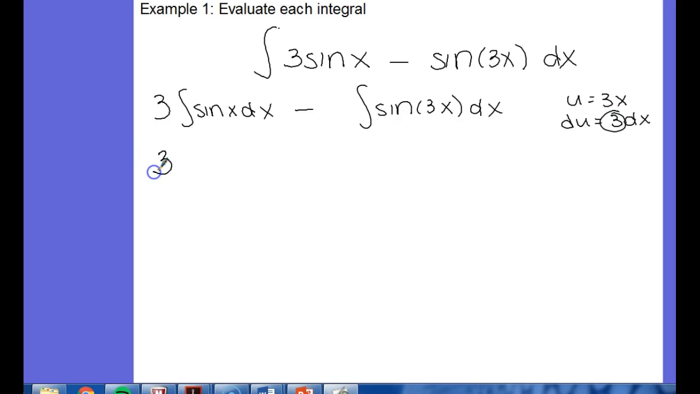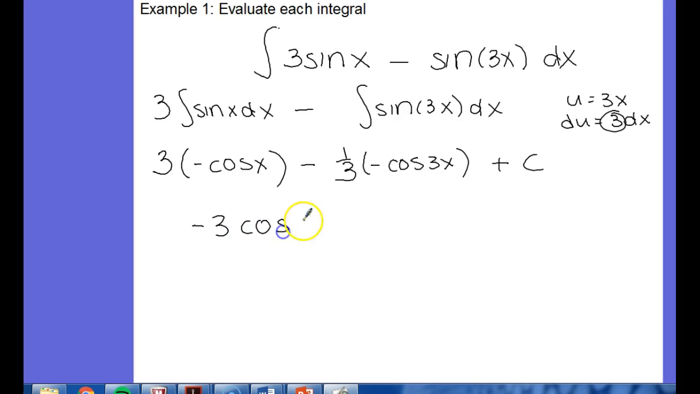Okay, so you get negative cosine x for your antiderivative of sine. Minus, you have to account for that 1/3. Antiderivative of sine is that negative cosine, and this time it would be 3x. Don't forget your constant of integration. Simplify this so it doesn't look like minus signs. You get minus 3 cosine x plus 1/3 cosine 3x plus c.